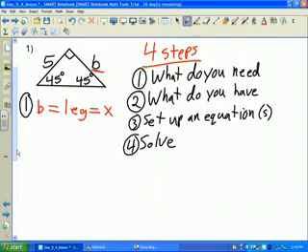Second part. What do we have? We have a 5, which is also a leg.